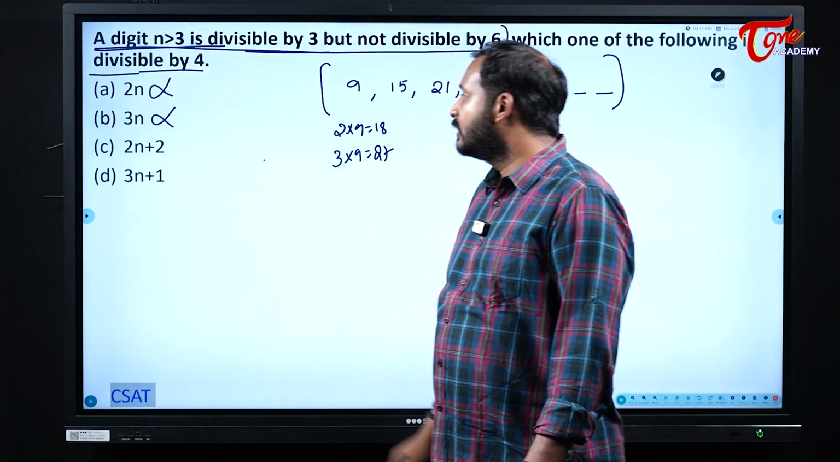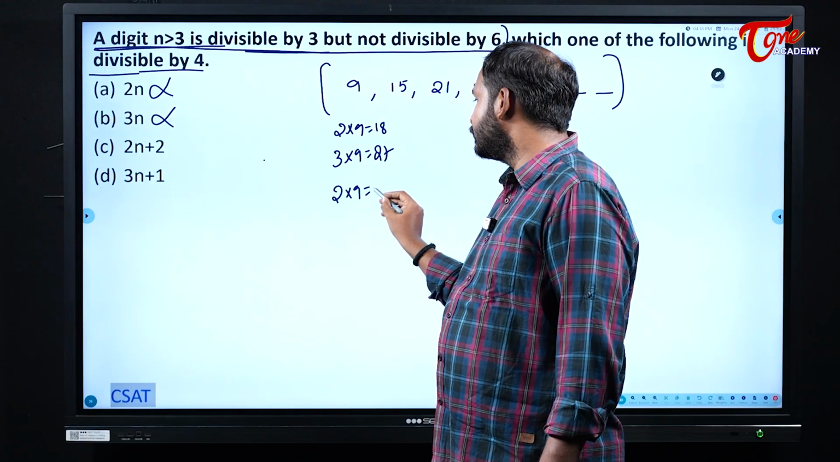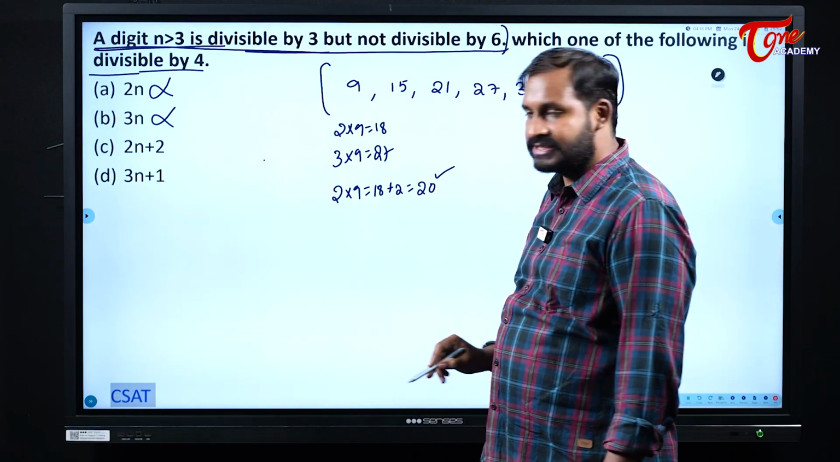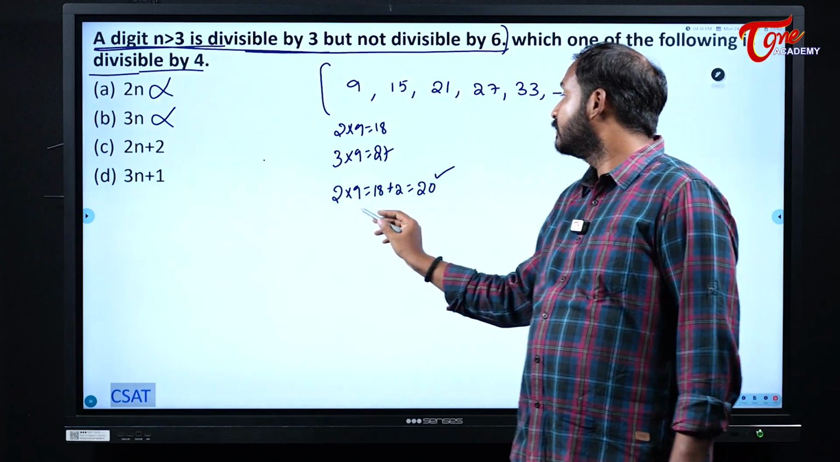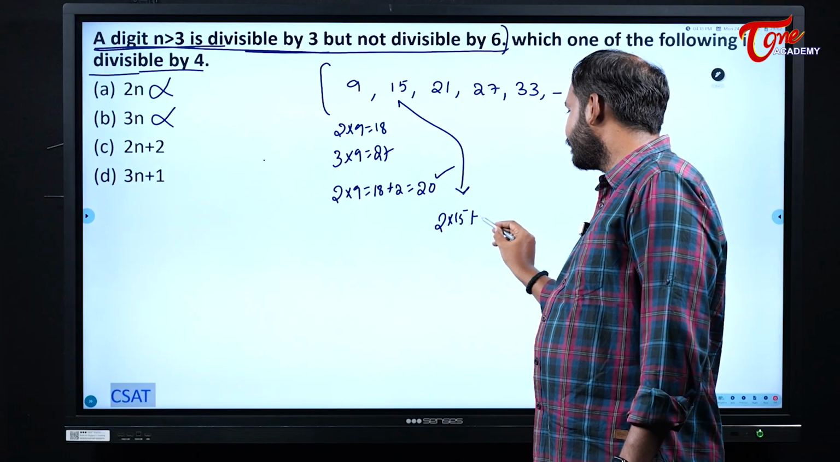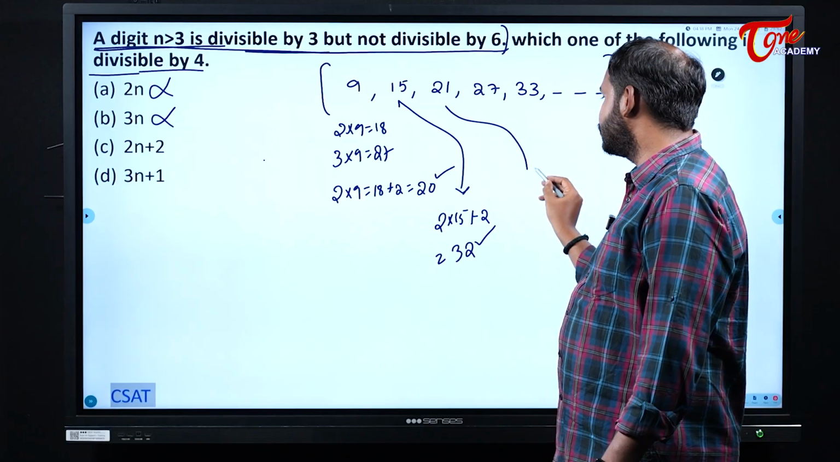Now see the next one, 2n. That means 2 into 9 is 18 plus 2. That is 20. Is 20 divisible by 4? Yes. Now I will check the second one. This one, 2 into 15 plus 2. What does it become? 32. Is 32 divisible by 4? Yes.